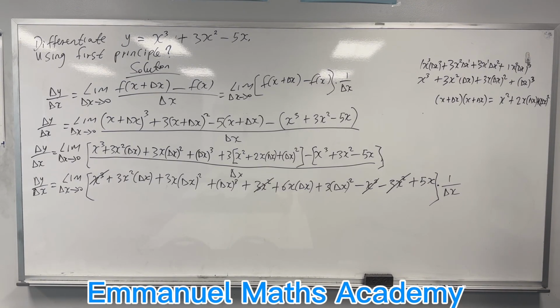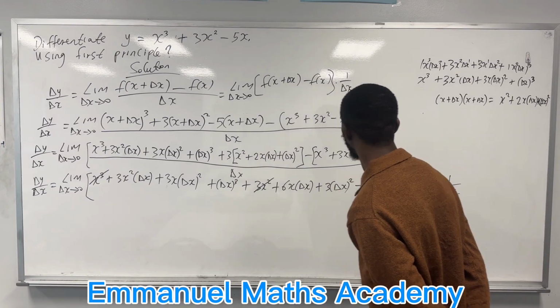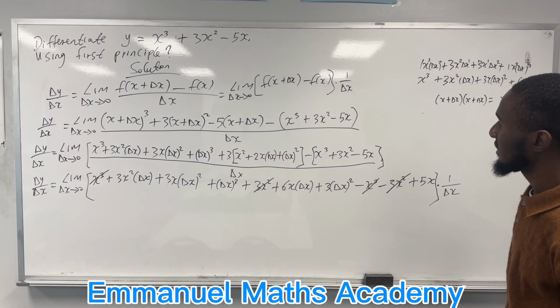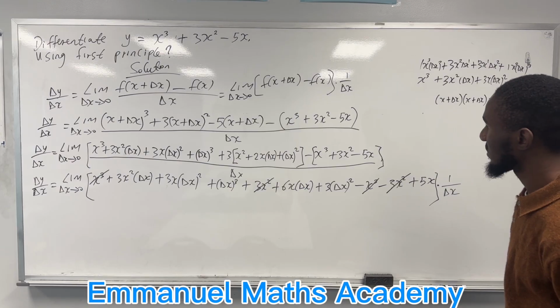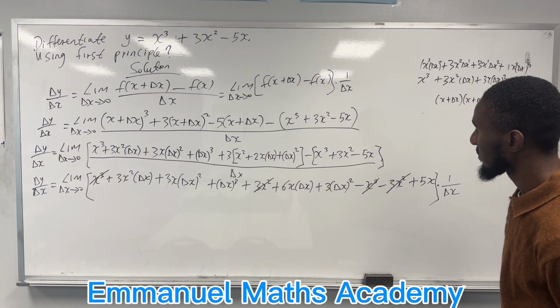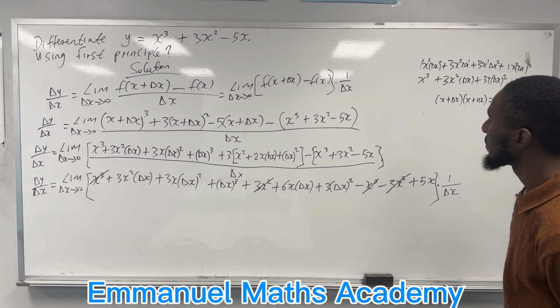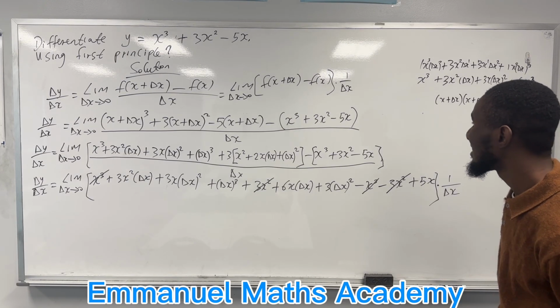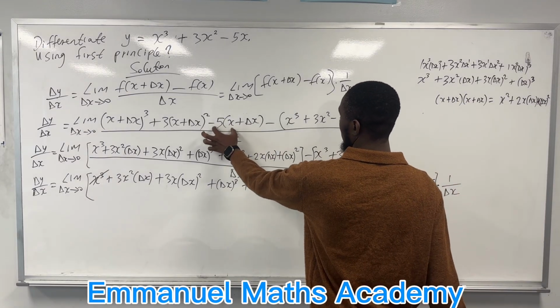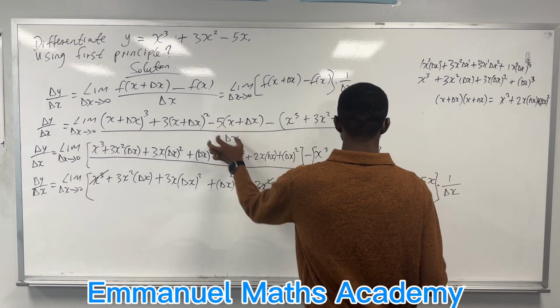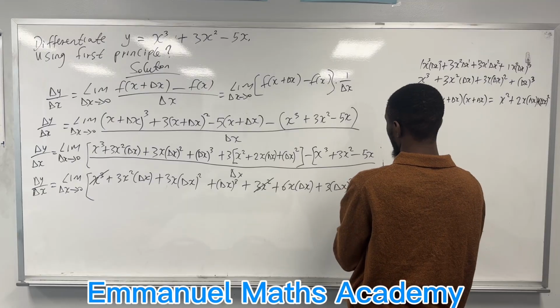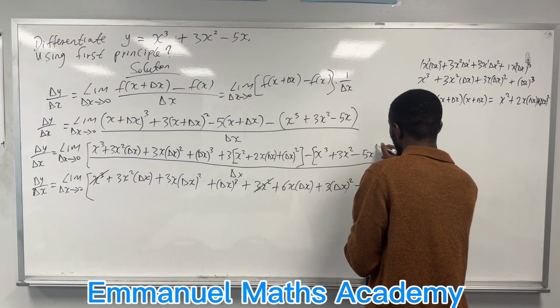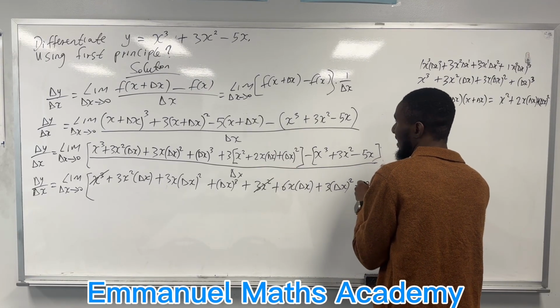So what again do we have? What again can cancel out? I'm feeling like we have a mix-up somewhere. I've seen it. This is it. We didn't add this minus 5x. Let's add it here, please.